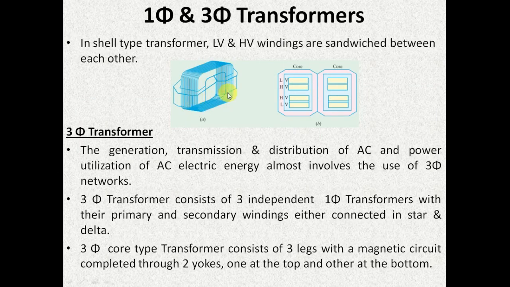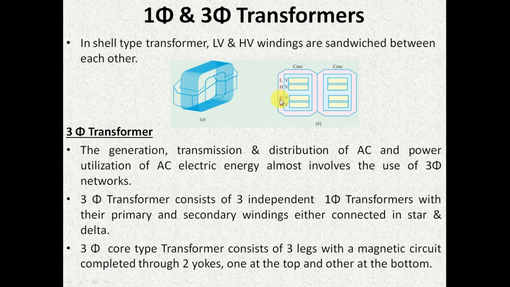This diagram indicates the single phase shell type transformer. You have already studied the distinguishing features between core type transformer and shell type transformer in your machines subject in the previous semesters. In the case of shell type transformer, both the low voltage and high voltage windings are sandwiched between each other. That can be clearly seen here. This is low voltage winding, this is high voltage winding, then again high voltage, then low voltage, and this is the iron core.